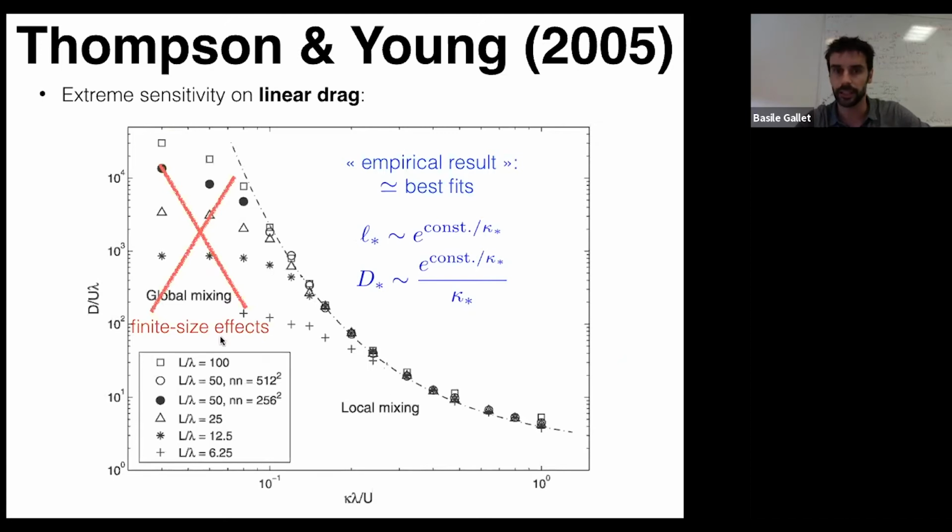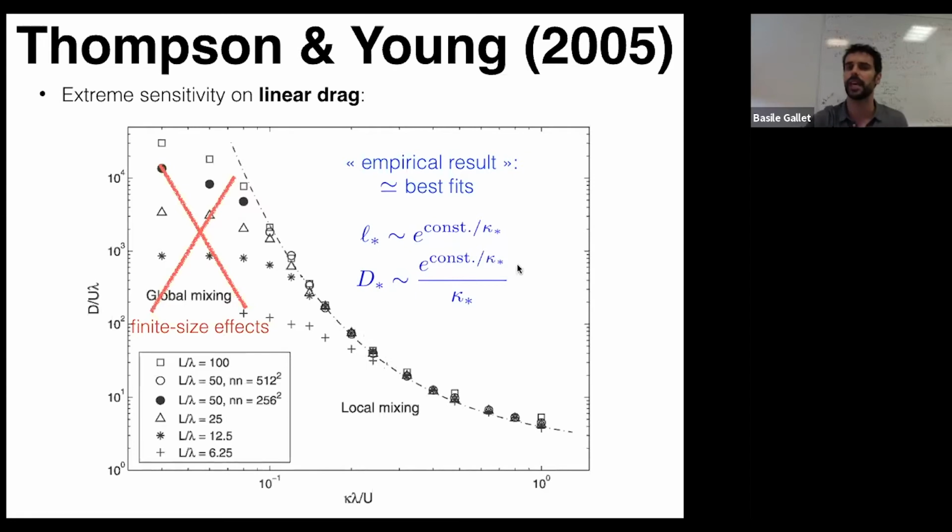And you can see that if you forget about finite size effects, which are all these points, well, then all the points obtained for various values of the size of the domain, etc., they fall onto this master curve here, which is the dashed dotted line here, which has an exponential behavior in inverse drag coefficient.